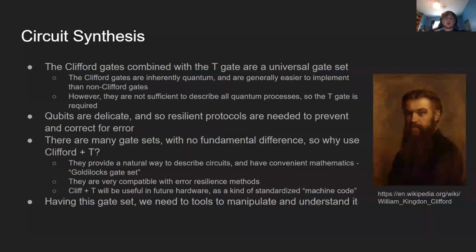So overall, qubits are delicate. There's this whole problem of decoherence, for example, where if you perturb the system even a little bit, qubits will just essentially break down. You'll lose all the quantum effects. So you need protocols. You need ways of implementing the hardware that are very resilient, that can actually mitigate that error, detect that error, and so on and so forth.